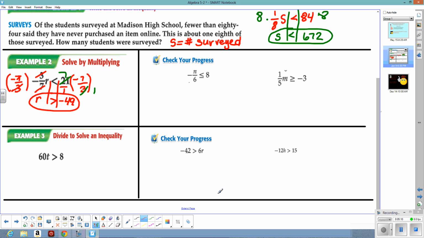You may want to pause the video and try the next couple on your own. Negative n divided by 6 is less than or equal to 8.